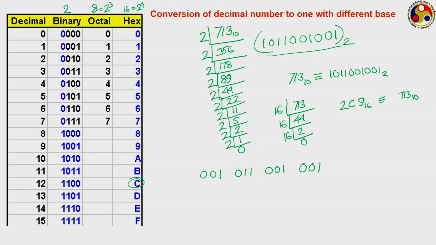And now look at them. These are the binary numbers for each of these groups. Try to find out the corresponding octal equivalent using the table. 001 is this, corresponding octal equivalent is 1, so write 1. 011 octal equivalent is 3, write 3. 001 octal equivalent is 1 and it is also 1, and now the octal equivalent for this entire number will be this 1311 base 8.